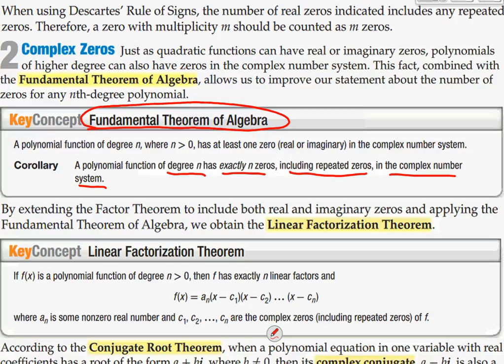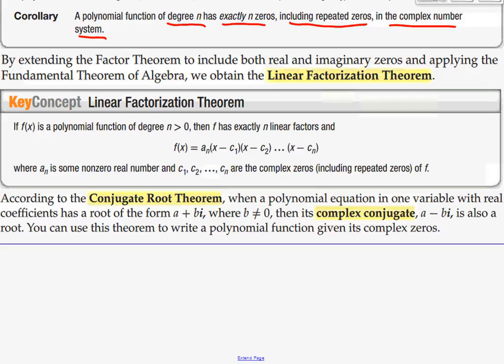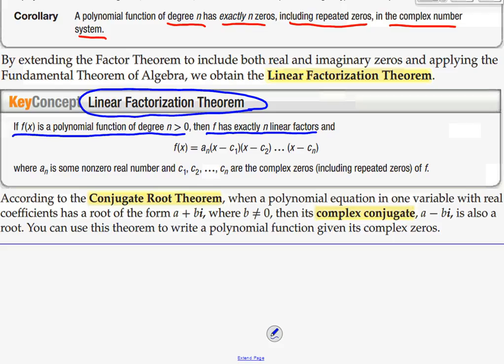So now that we know this, we can be a little bit more specific about factoring things. And so what we're going to next have is the linear factorization theorem. The linear factorization theorem says if f of x is a polynomial function of degree n greater than 0, then f has exactly n linear factors. If it's to the degree 7, it has 7 linear factors.